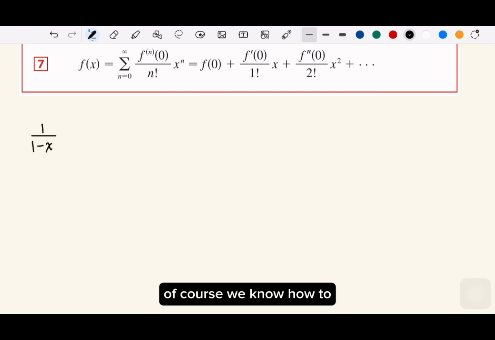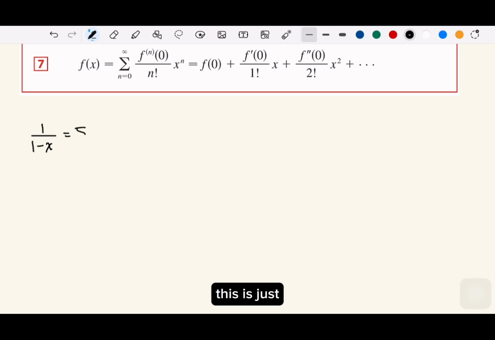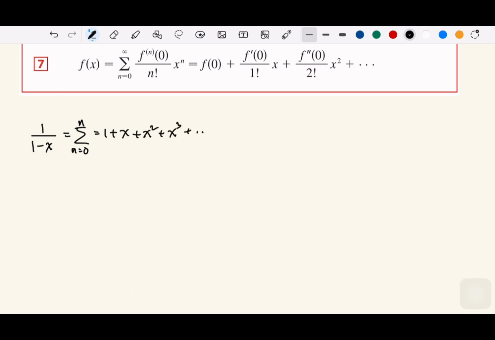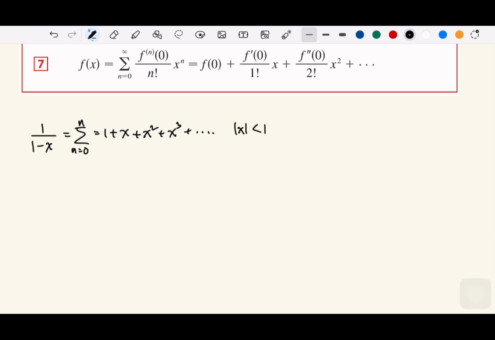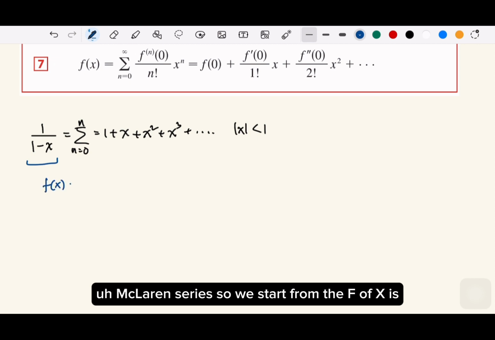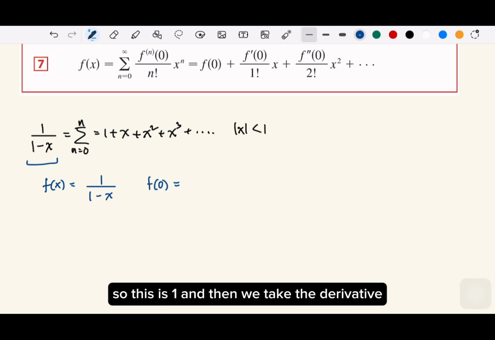Of course we know how to represent this as a power series. Okay, this is just this, right? And then we can express it like that. But we can also try to arrange these functions as a Taylor series, or as a Maclaurin series. So if we start from f of x is 1 over 1 minus x, and set x equal to 0, this is 1.